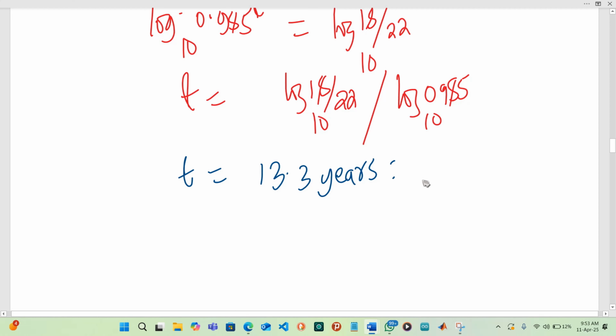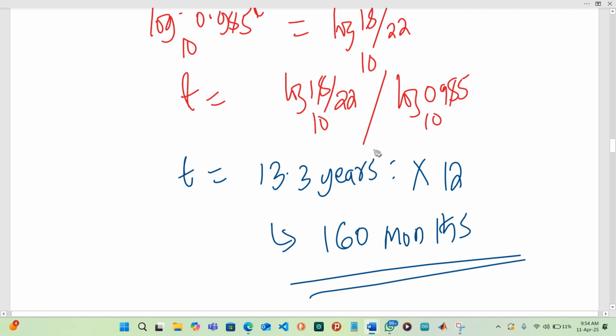So t will be 13.3 years. Since each year has 12 months, I'm going to multiply by 12, and then we shall have it as 160 months. But it was required in years. But if you want to change it to months, then this is what you can have.